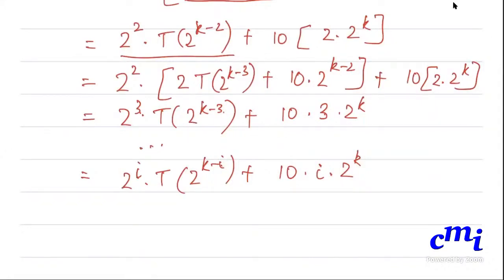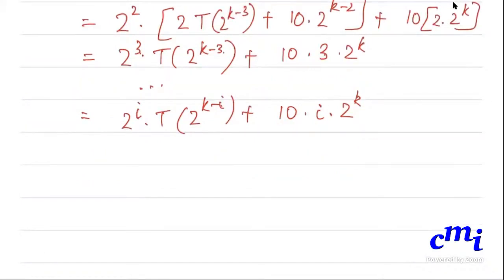When i equals k, that is when you will stop. In other words, when k minus i is 0, that is when you start. When i equals k, you will start, so you will keep on going.